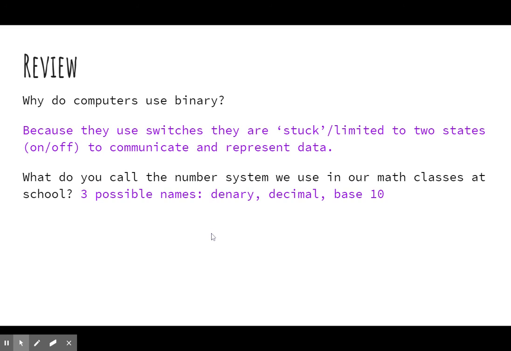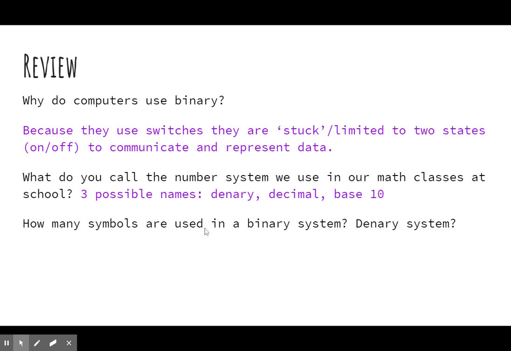What do you call the number system we use in our math classes at school? There are 3 possible names: denary, decimal, or base 10. How many symbols are used in a binary system? How about in a denary system? In a binary system, we use 2 symbols. In a denary system, we use 10 symbols.